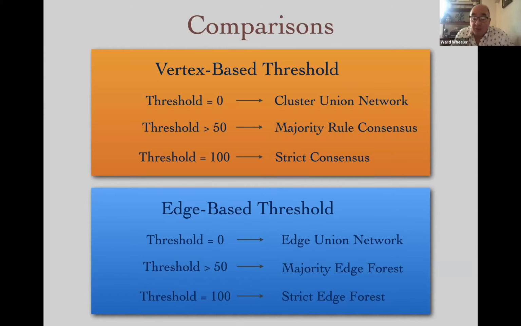When we look at the edge-based thresholds, of course, it is a different kind of beast. But again, with the threshold set at 0, take all the edges. That was how the initial edge union network was specified. Or we could do a majority rule or minority rule for that matter, or a strict edge consensus with only edges present in all the inputs. So one can do the same sort of manipulations here, setting threshold values.